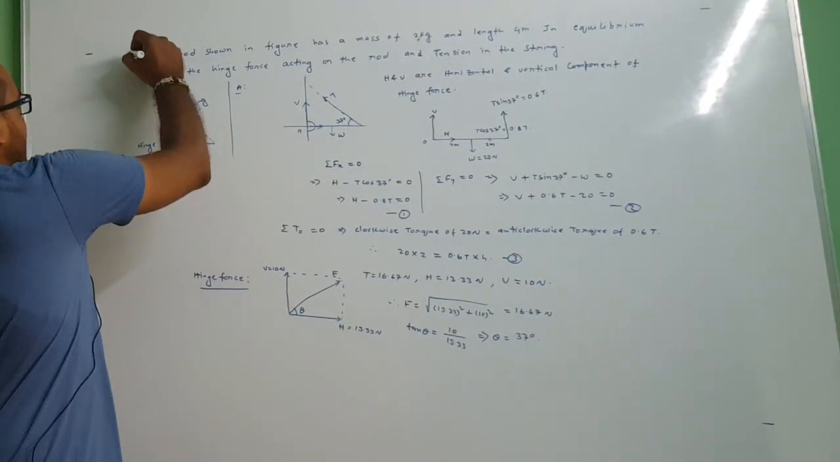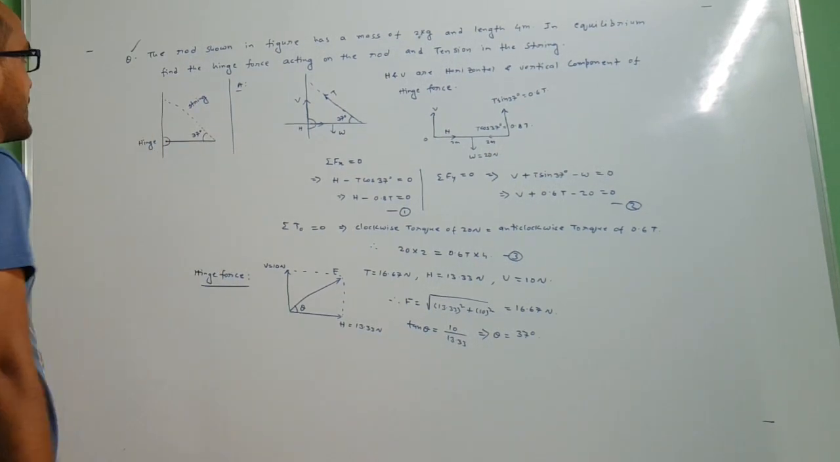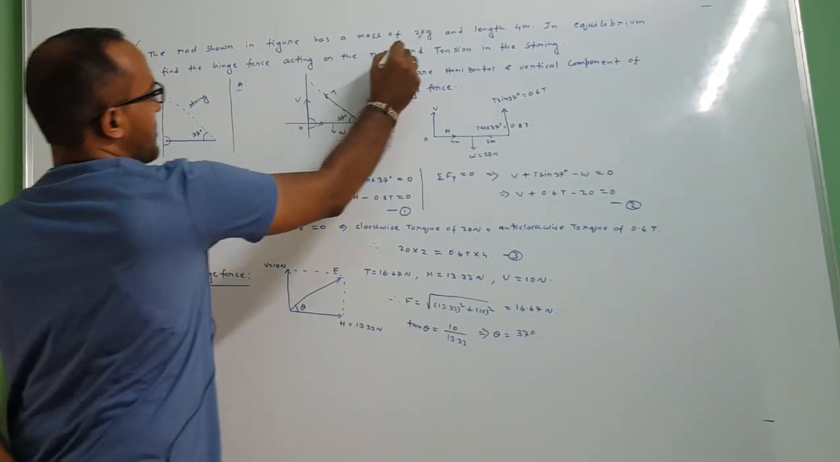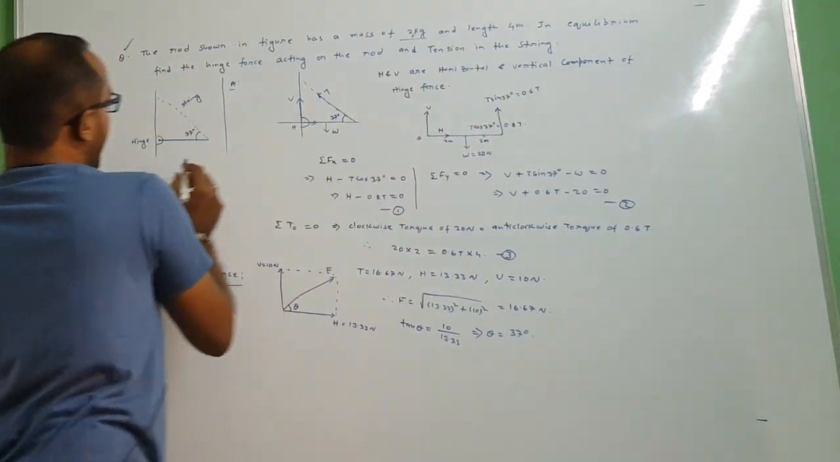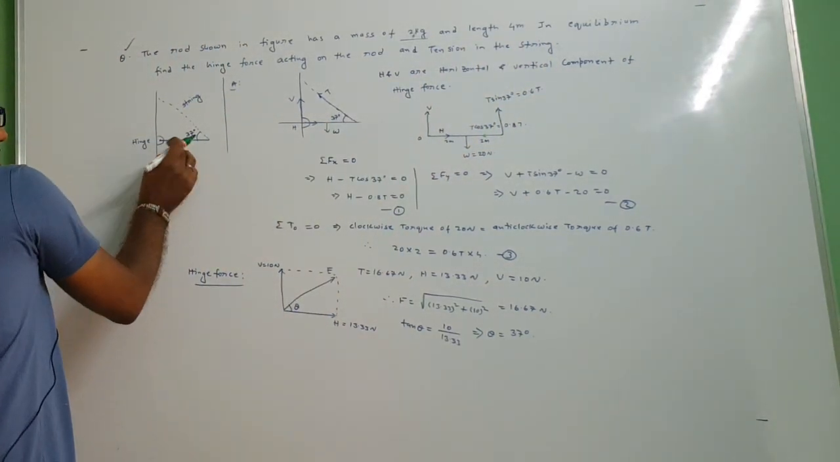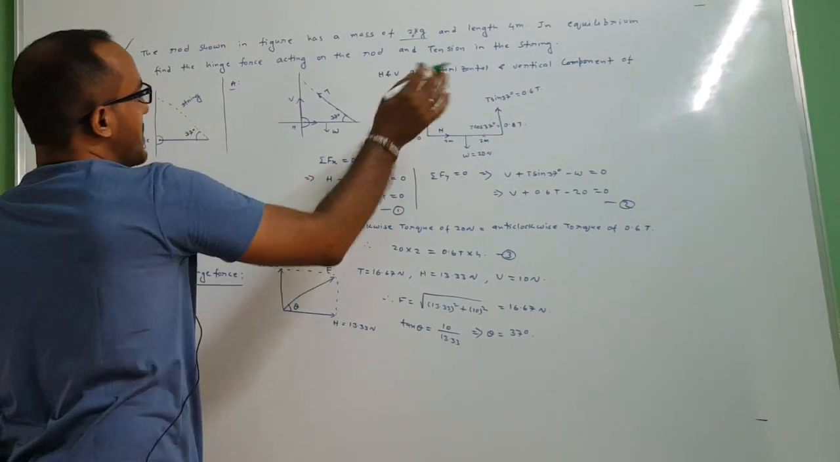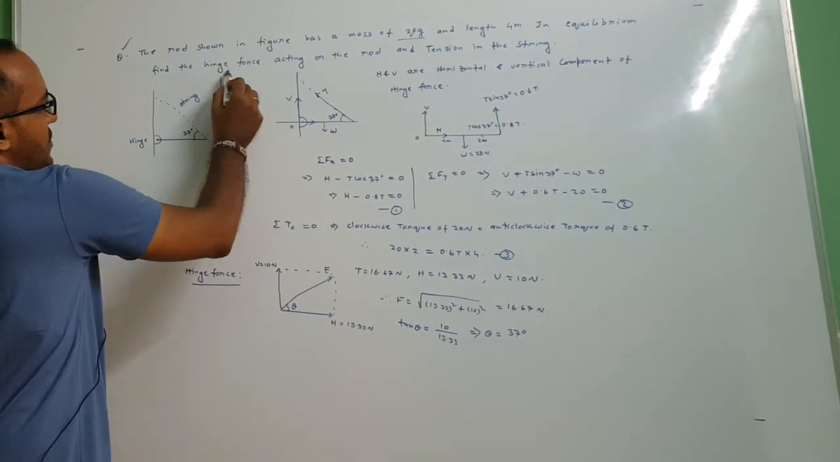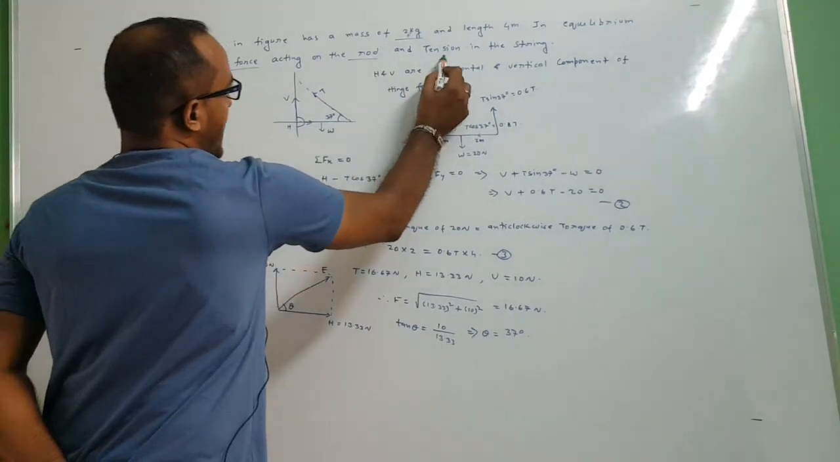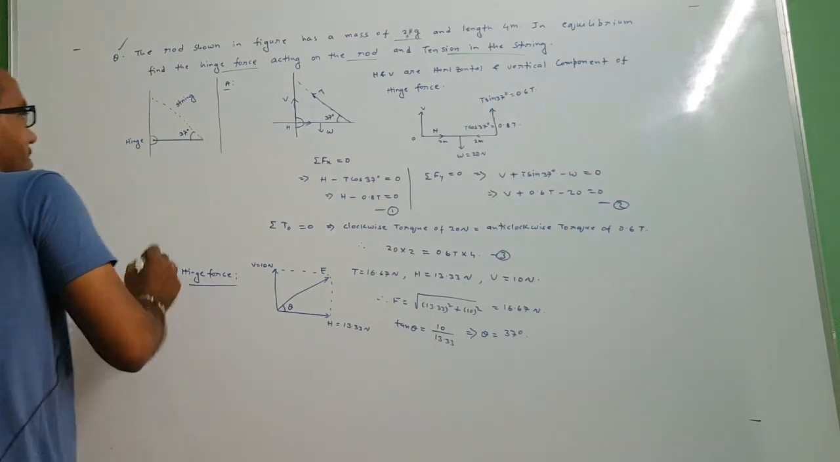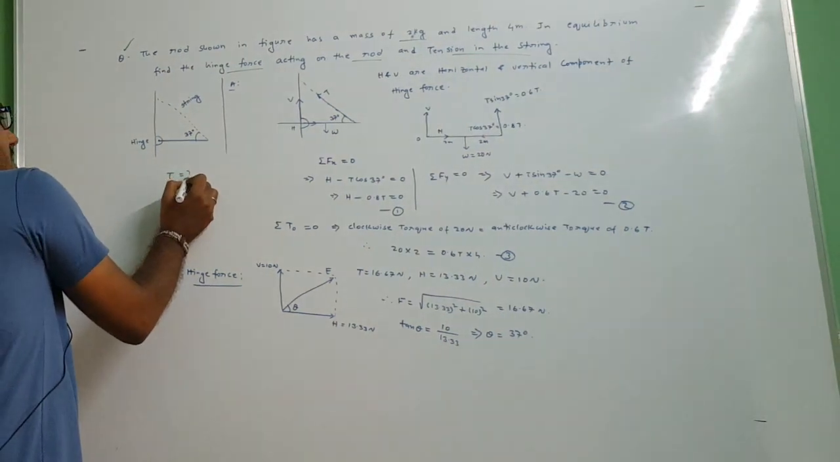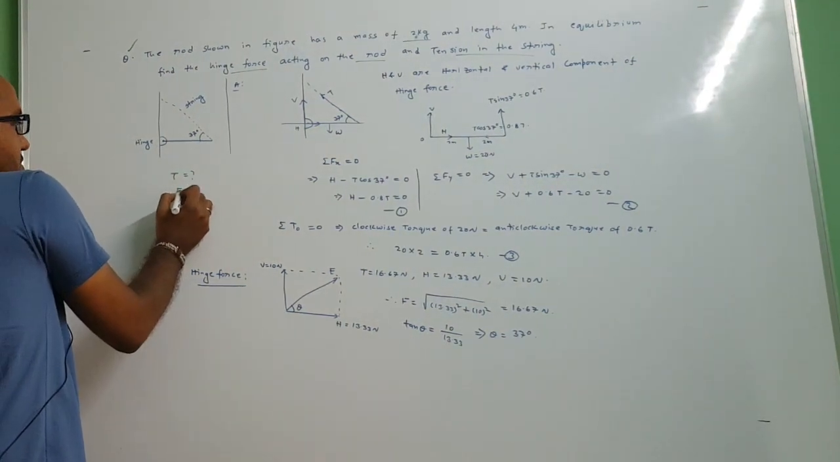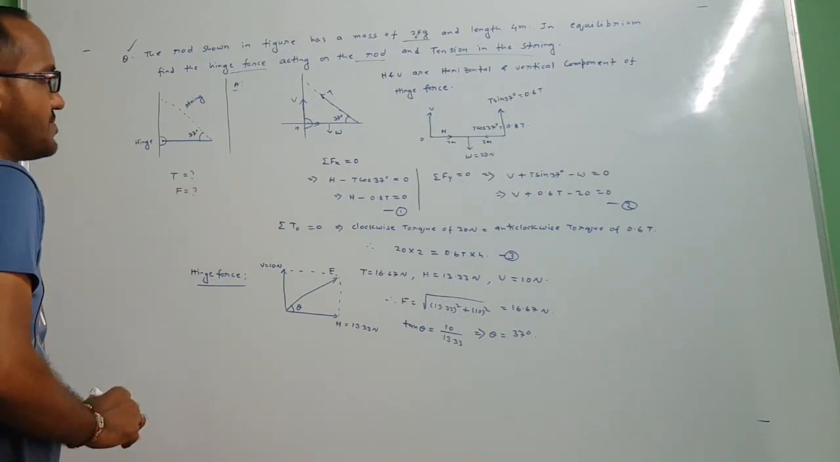So let us see one problem related to hinge. The rod shown in the figure has a mass of 2 kg and a length of 4 meter. That means this length is 4 meter and the mass is given as 2 kg. In equilibrium, find the hinge force acting on the rod and the tension in the string. So you have to find T and you have to find the hinge force. Let us say F is the hinge force.